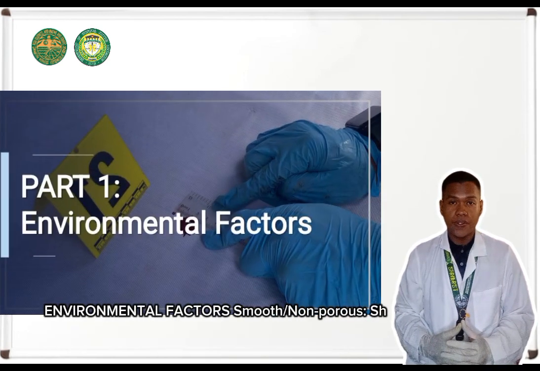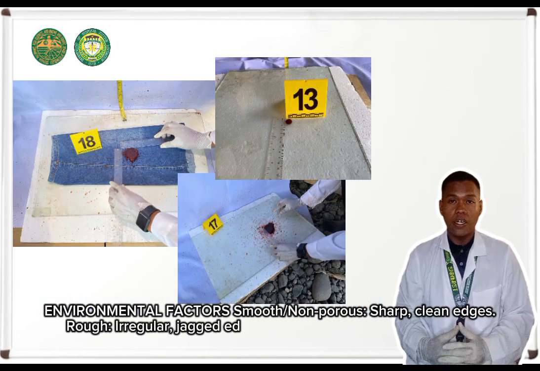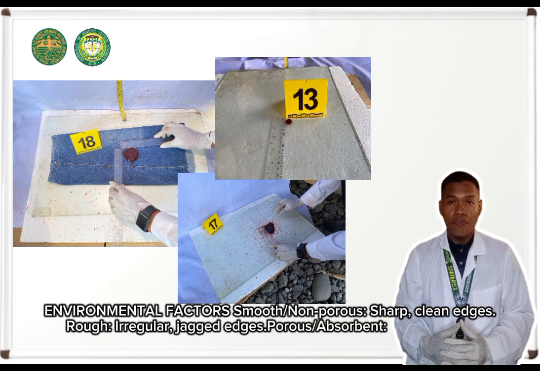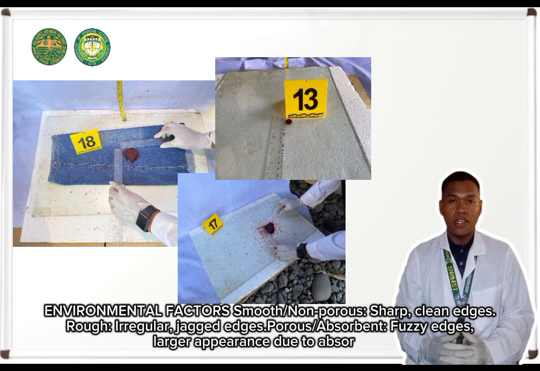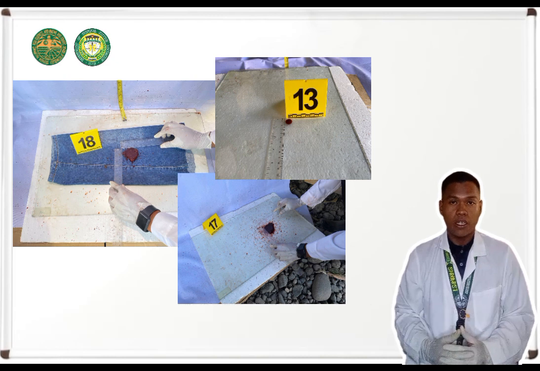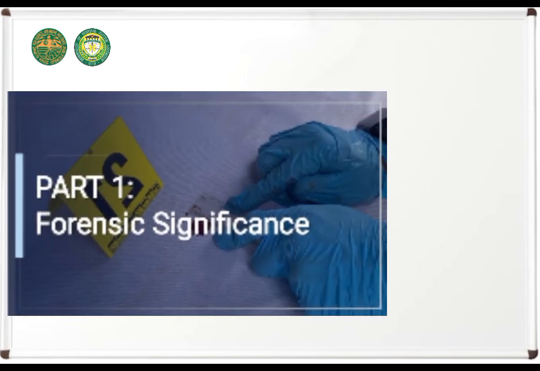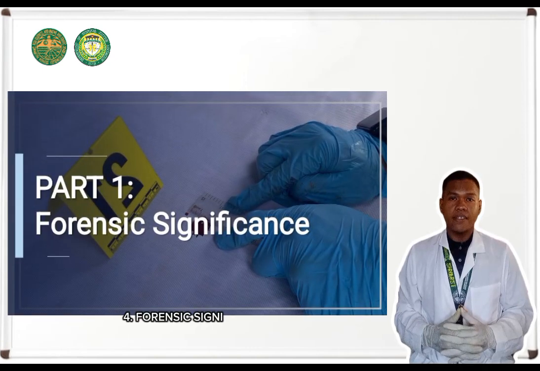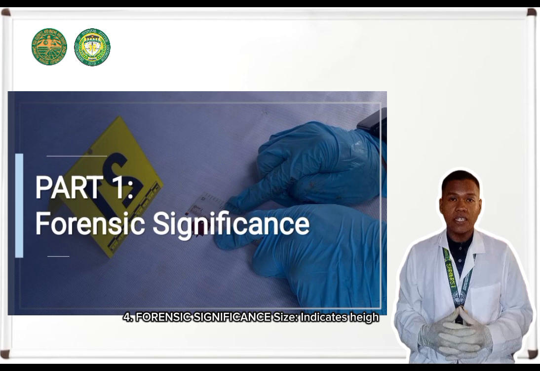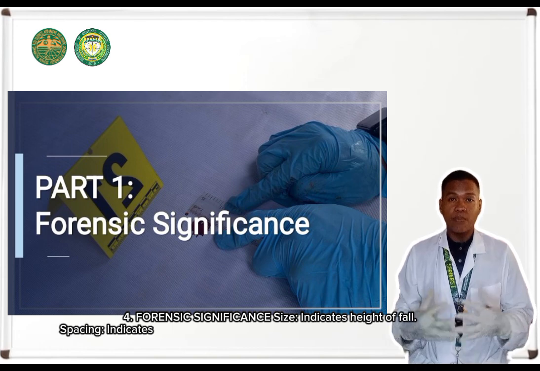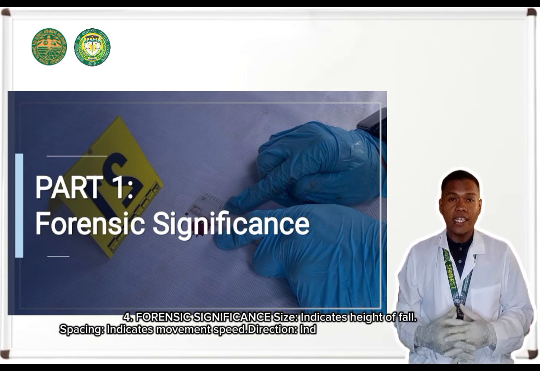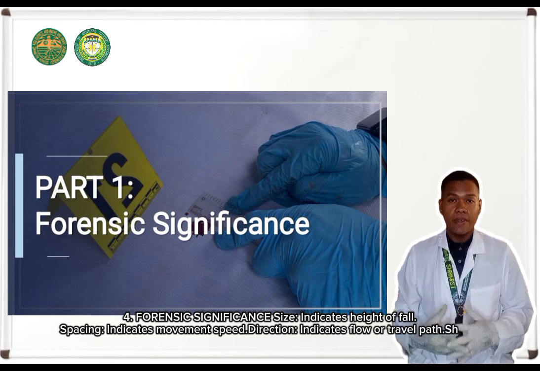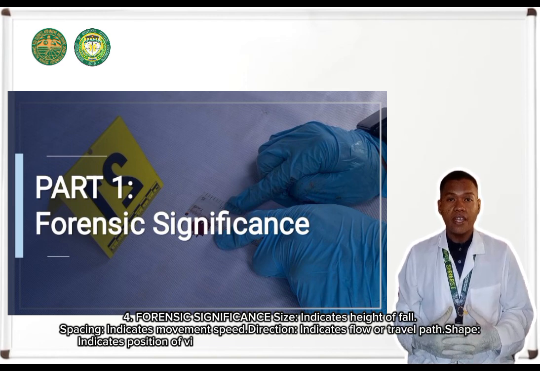Smooth, non-porous surface: sharp, clean edges. Rough, irregular surface: jagged edges. Porous, absorbent surface: fuzzy edges, larger appearance due to absorption. Forensic significance: size indicates the height of fall. Spacing indicates movement speed. Direction indicates flow and travel path. Shape indicates position of the victim and whether movement occurred after bleeding.